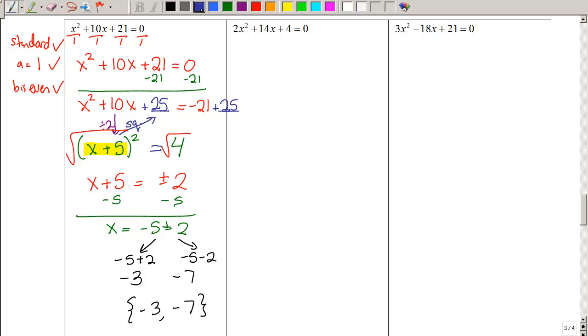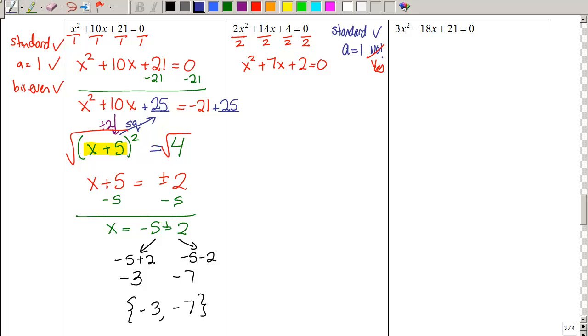On the next equation, 2x squared plus 14x plus 4 equals 0, I want to check some items. Am I in standard form? Yes, all my terms are on the left-hand side. Does a equal 1? Well, no, a does not equal 1, although I know how to get rid of that. Because it's already in standard form, all I have to do is divide every term by a, as listed in our steps, which gets me x squared plus 7x plus 2 equals 0. So now a does equal 1.